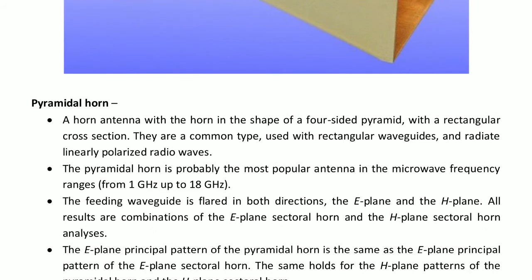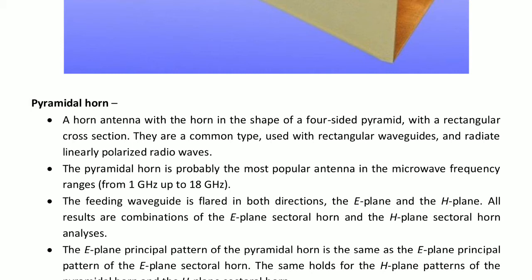So the pyramidal horn is a horn antenna with the horn in the shape of a four-sided pyramid with rectangular cross section. They are a common type used with rectangular waveguides and radiate linearly polarized radio waves. Okay, so it has flaring to the E side and the H side, that means towards the electric field orientation, vertically, and towards the H side.